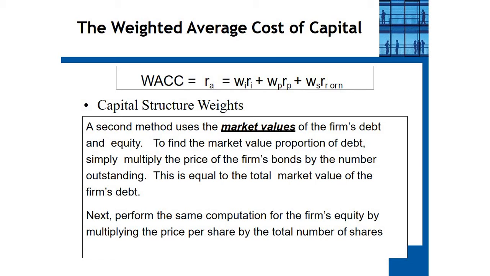The same way, we can also find out the value of the firm's equity. To find out the value of the firm's equity, we need to look at the price per share. Then we have to multiply price per share by the total number of shares of the firm which are outstanding in the market.